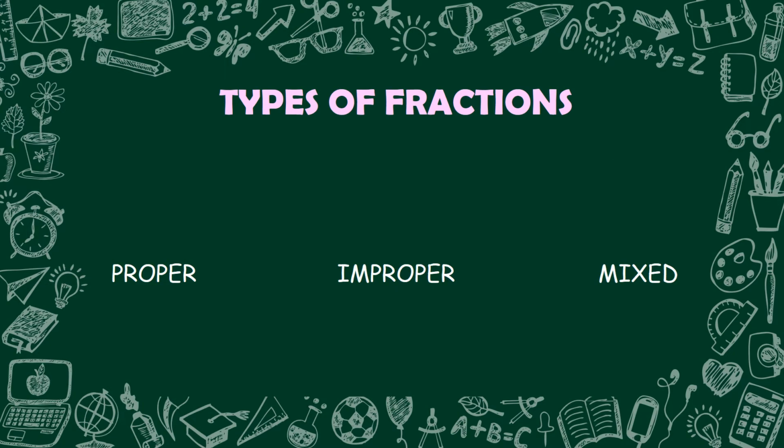Let's review the types of fractions. We have the proper, improper, and mixed numbers. When we have proper, it means that the numerator is lower in value than the denominator, or mas mababa ang value ng numerator kaysa denominator. In improper, mas mataas naman ang numerator kaysa sa value ng denominator. At sa mix naman, meron tayong whole number plus the fraction.